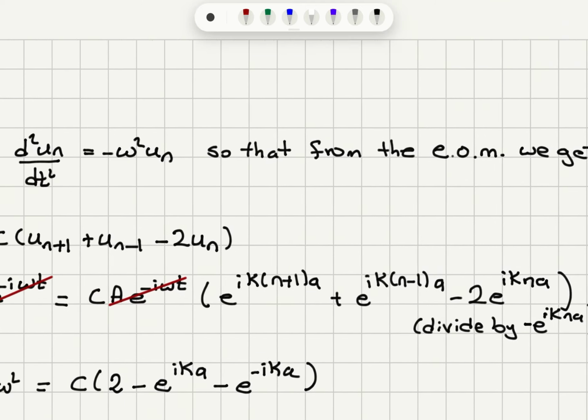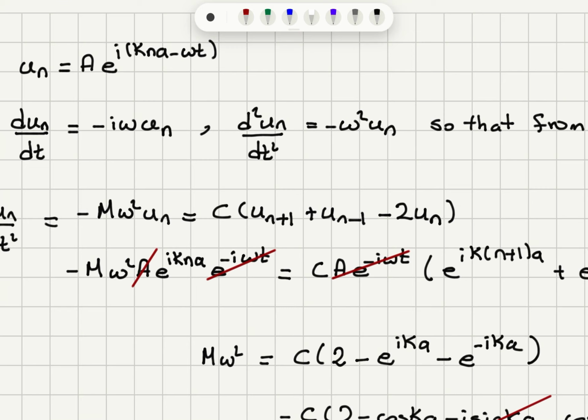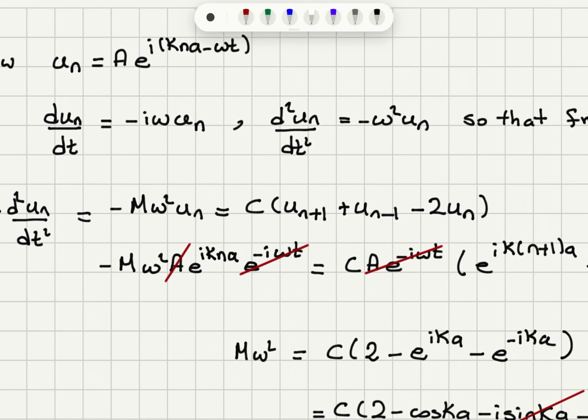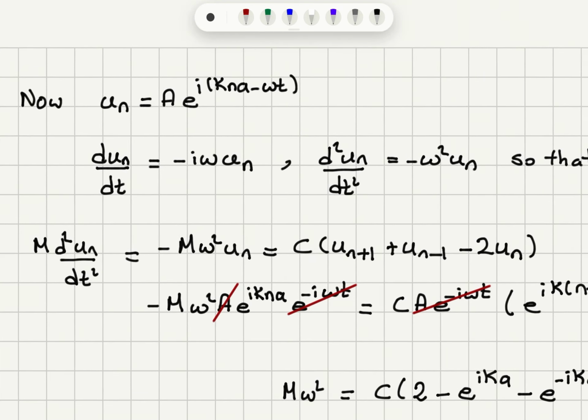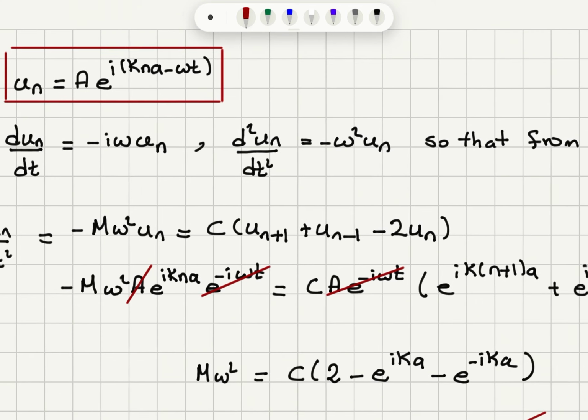So from the equation of motion, we will get capital M d squared u_n over dt squared becomes minus capital M omega squared u_n, and the right-hand side is the displacements times the spring constant: C (u_(n+1) plus u_(n-1) minus 2 u_n). Okay, so I substitute for u_n basically the solution that I'm suggesting, the traveling wave solution: minus M omega squared A e to the i k n a e to the minus i omega t.